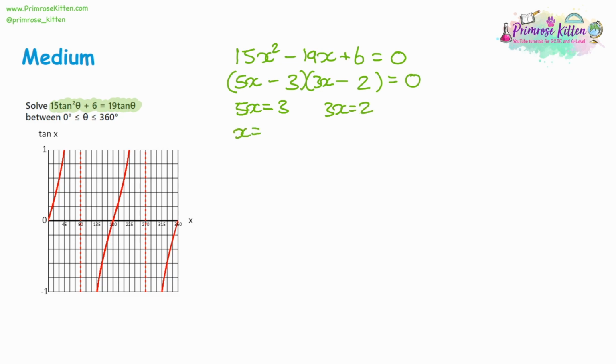That means that x will be equal to 3/5 or 2/3. So now we're going to put tan back in. That means that tan theta is equal to 3/5, and tan theta is also equal to 2/3. So looking at our graph, 3/5 is going to be the same as 0.6. So we can see that we've got two answers at that height. And 2/3 will be 0.6 recurring. It's going to be a little bit higher, but not too far away actually. And we can see we're going to have two answers there.